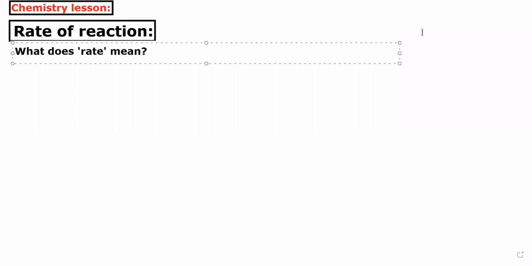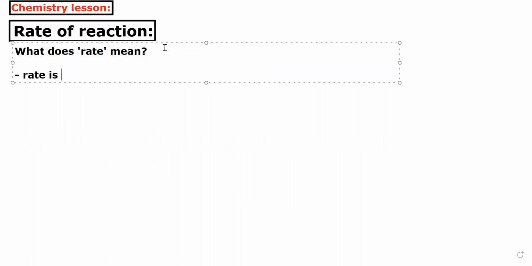Okay, so here we are talking about rate of reaction. First of all, we will clarify what rate means. How do we define it? Rate is a measure. Measure of what? It is a measure of how fast a reaction goes. Basically, we are talking about its speed, right? So how fast a reaction goes, its speed.